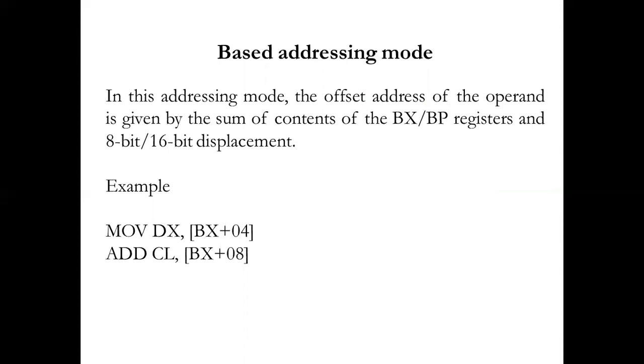In this addressing mode, the offset address of the operand is given by the sum of the content of the BX or BP register and an 8-bit or 16-bit displacement. For example, MOV DX, [BX+04]. Here BX is added with 04, which is an 8-bit displacement, and the data is transferred to the DX register. Another example is the CL register with BX plus 08, where 08 is the 8-bit displacement.